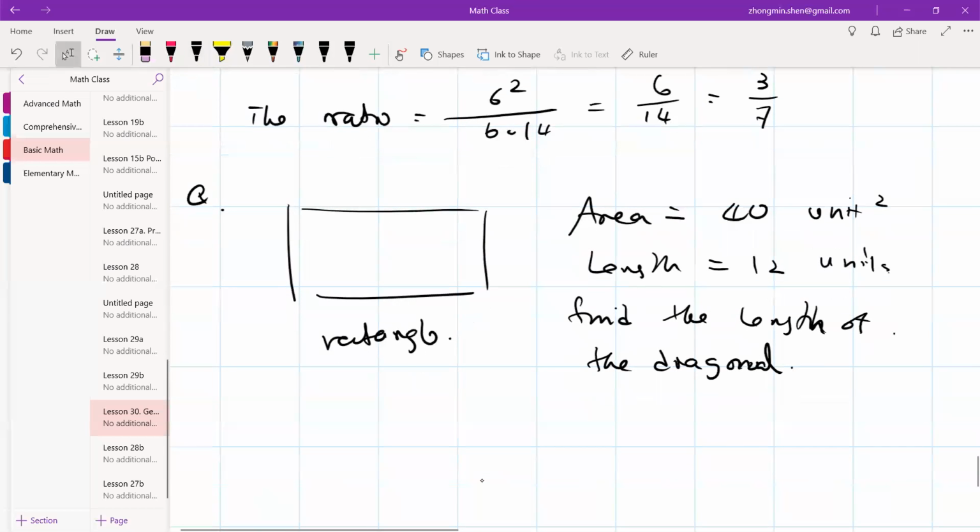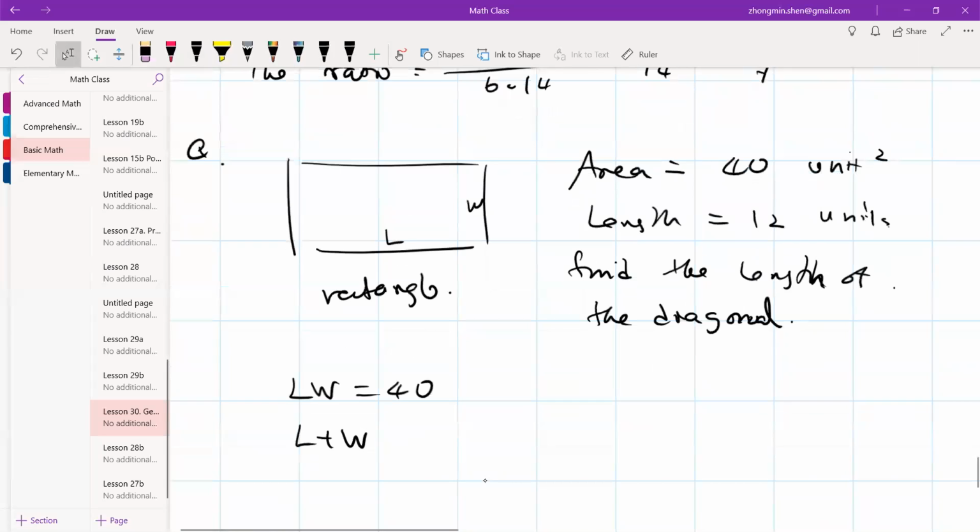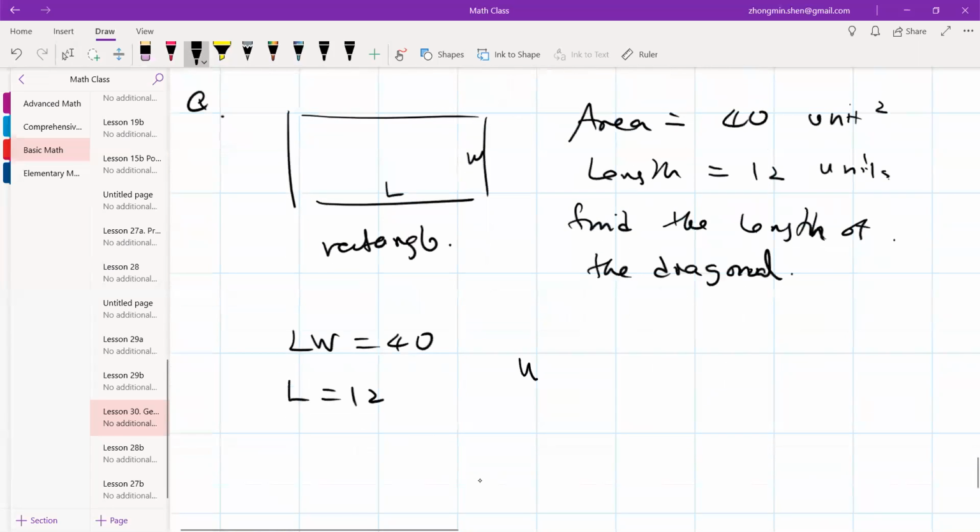All right, so this is the width, no, this is the length, right? L times W equals 40. L plus W we don't know, but we already know the length, so the length is 12. Then you can get W. W is 40 over 12. You can simplify it by dividing by 4. It's 10 over 3, 4 times 3 and 4 times 10.